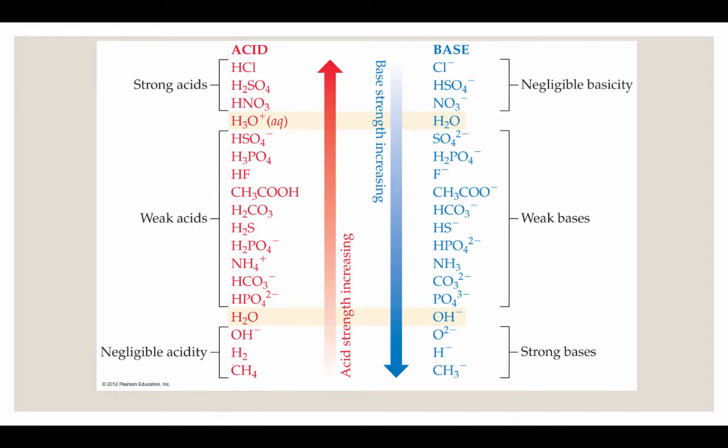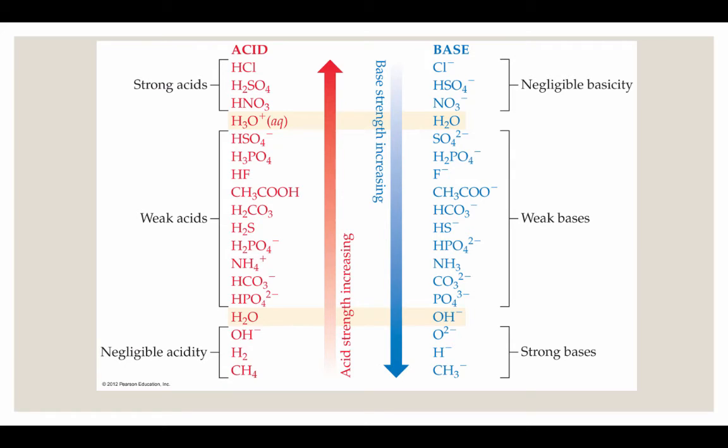This table sums up some of what we've just seen. Notice that as the acids become stronger, their conjugate bases become weaker, and vice versa. As the base becomes stronger, the conjugate acid becomes weaker.